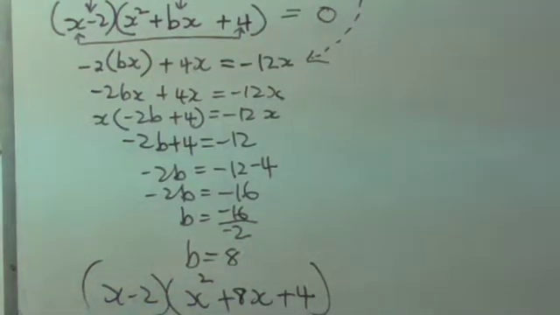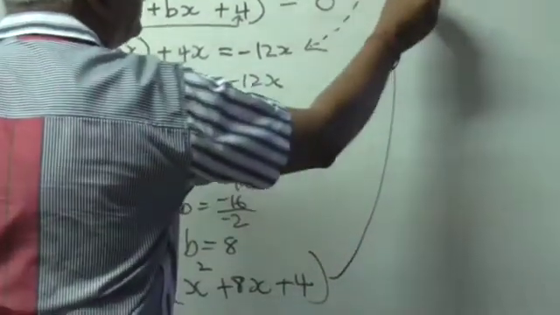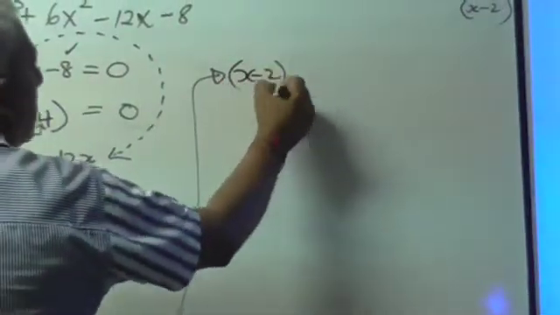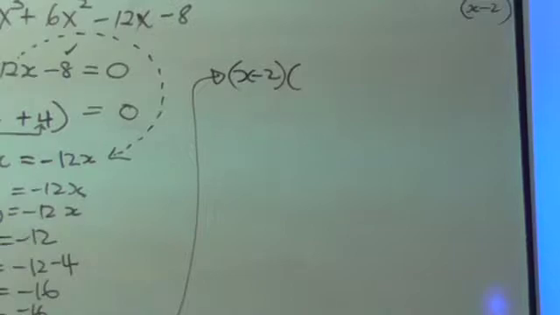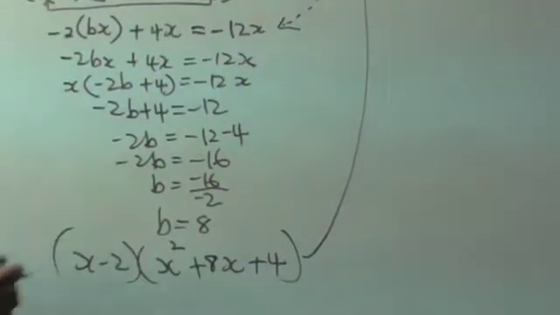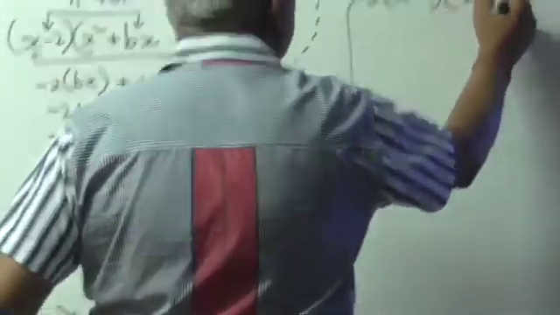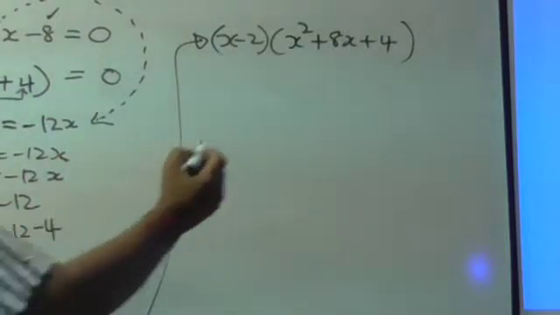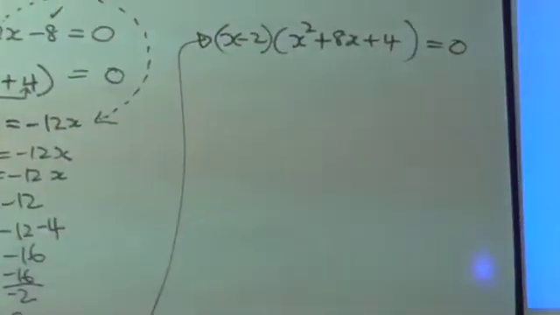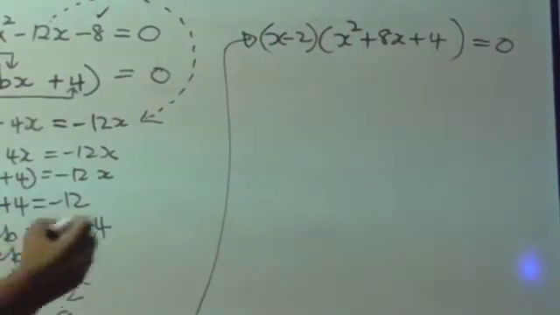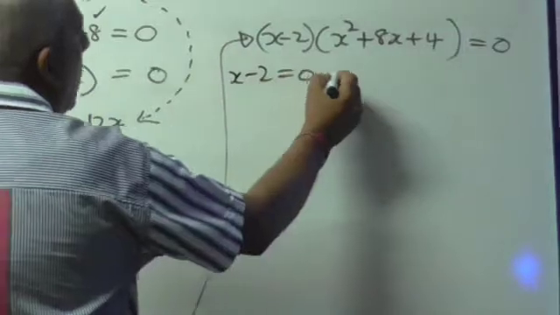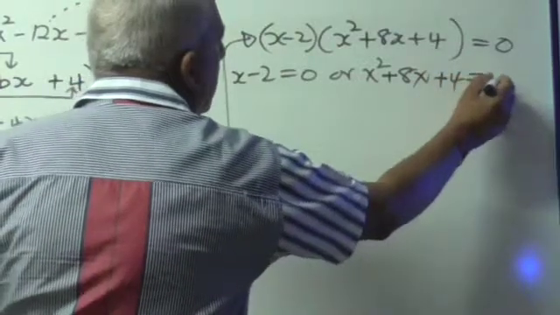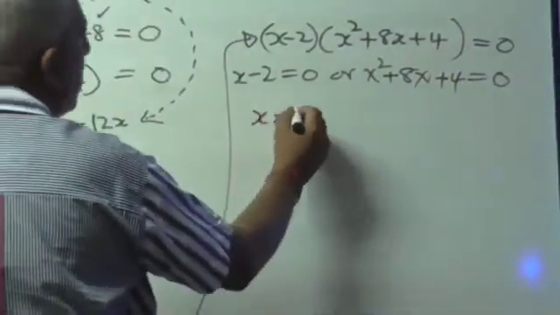Right, now we take this up here. We have x minus 2 into x squared plus 8x plus 4 is equal to 0. We are trying to solve this. So x minus 2 will be equal to 0, or x squared plus 8x plus 4 is equal to 0. So this will give you x is equal to 2.